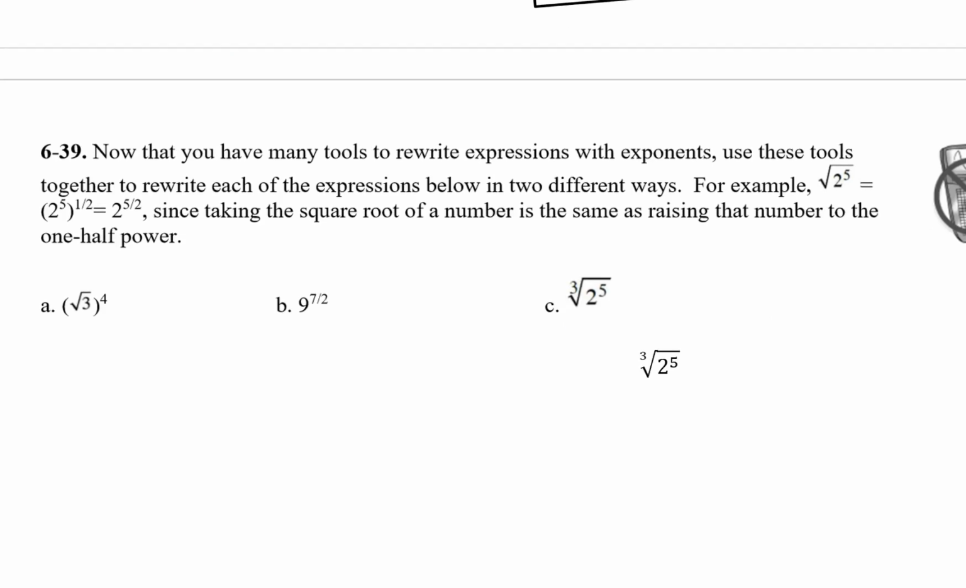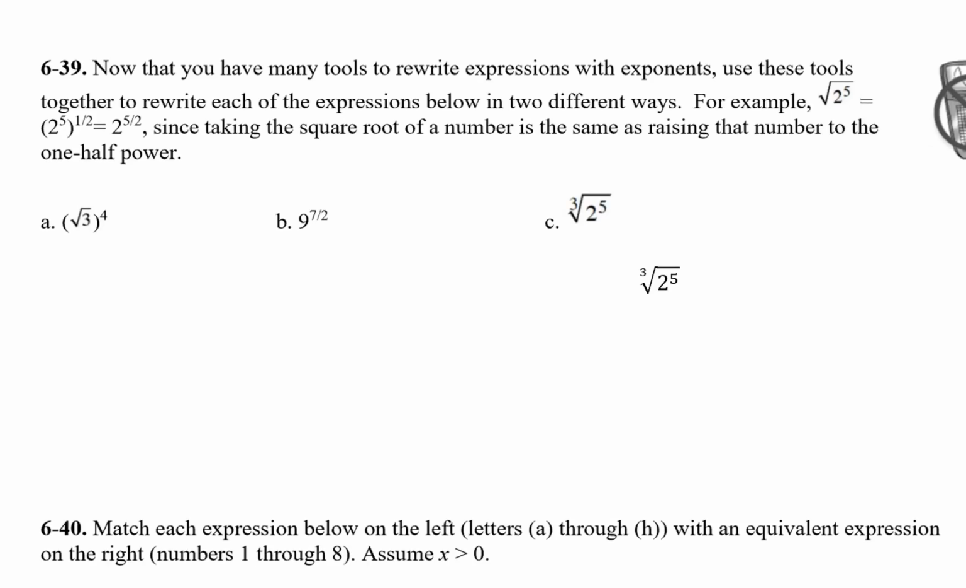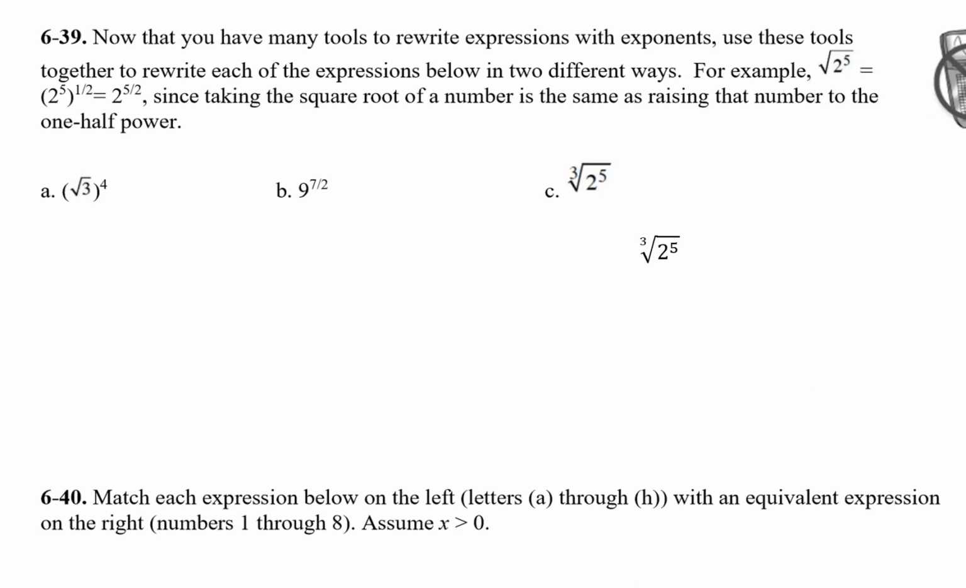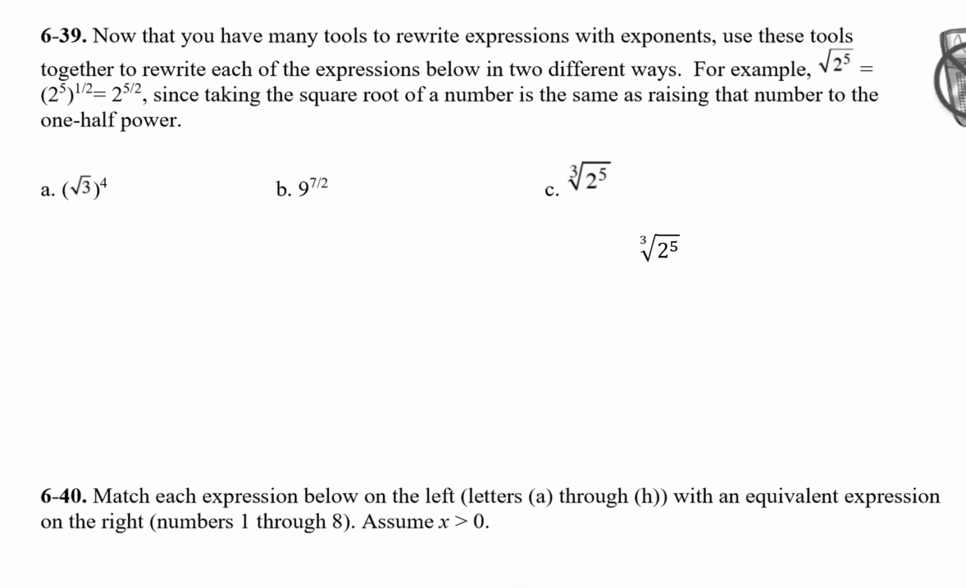Okay, so let's move on here. It says, now that you have many tools to rewrite expressions with exponents, use these tools together to rewrite each of the expressions below in two different ways. For example, the square root of 2 to the 5th is the same thing as 2 to the 5th to the 1/2 power, which is 2 to the 5/2 power, since taking the square root of a number is the same as raising that number to the 1/2 power.